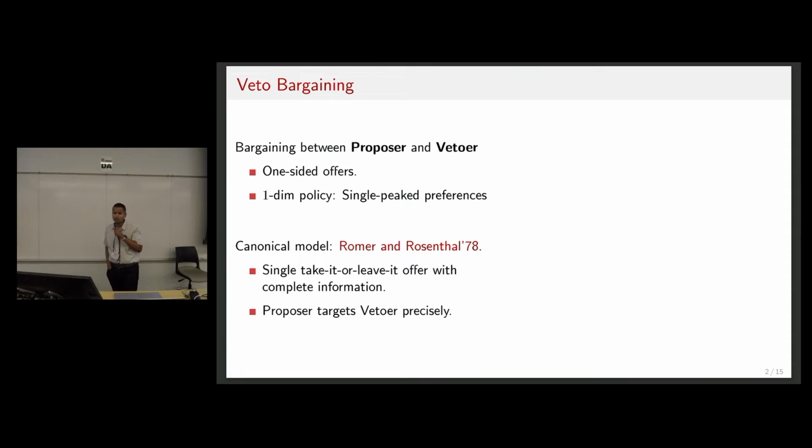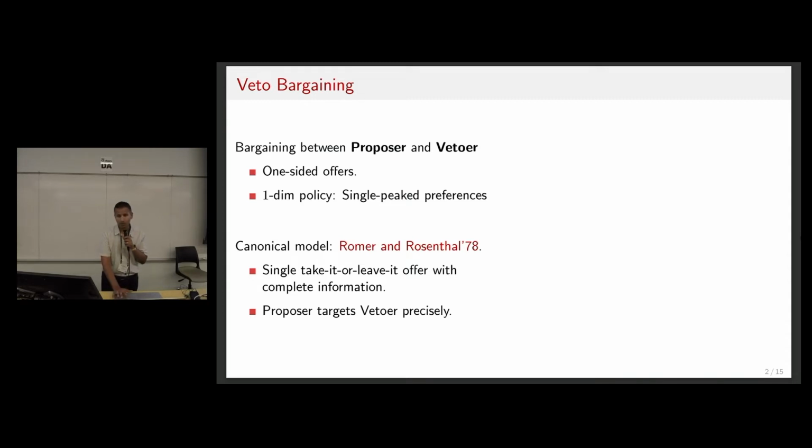The canonical model comes from a paper by Romer and Rosenthal in 1978, where they think about two players, a proposer and a vetoer, where the proposer is the one who can make offers. A vetoer can either accept or reject offers. And what they're bargaining over is a one-dimensional policy. This is going to be a single take it or leave it model with complete information.